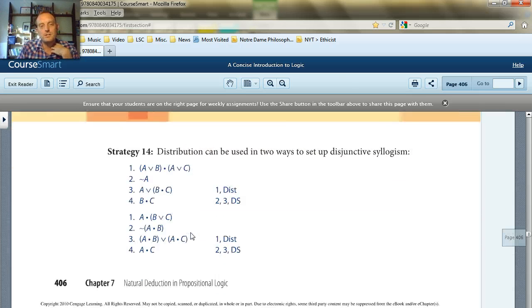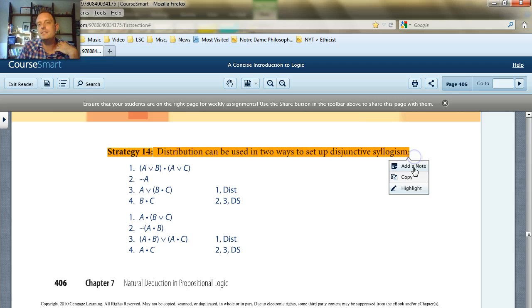Okay, here's a little thing about Quine. Strategy 14. Distribution can be used in two ways to set up a disjunctive syllogism. Again, we actually just did that. These are really sort of annoying, in the sense that, okay, it's obvious. You can see here, when we do the distribution on line 1, that allows us to do a disjunctive syllogism by getting rid of the A. That leaves us with the B or C. And here's another example of that.